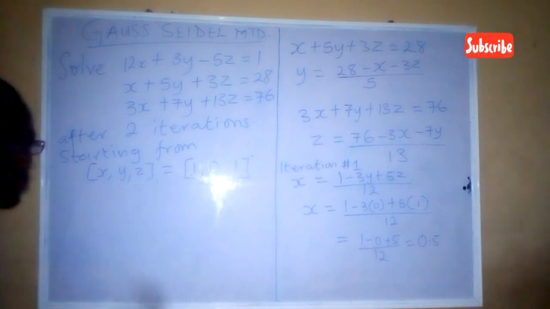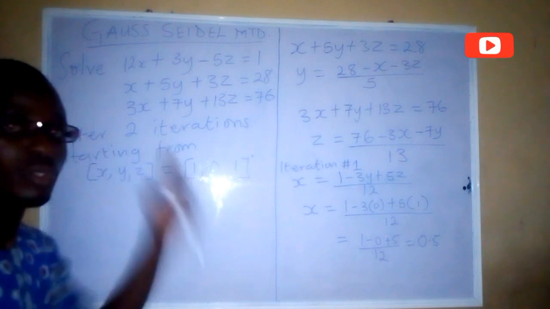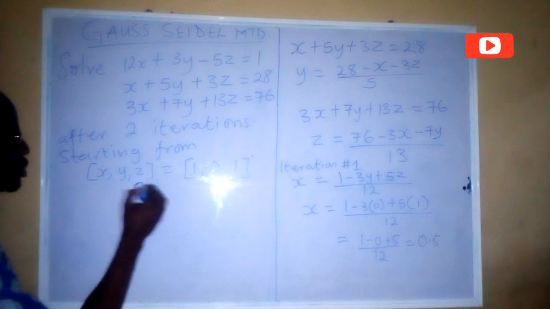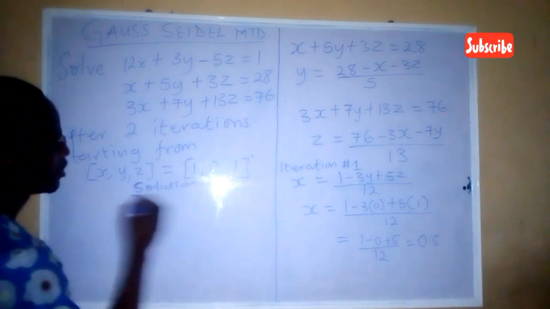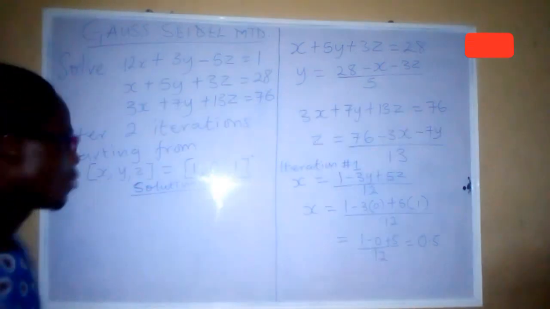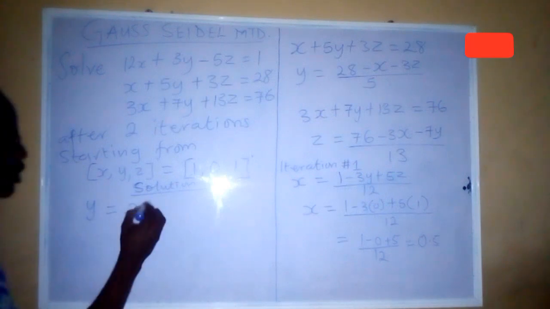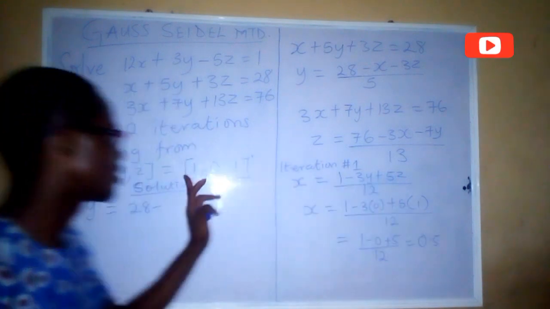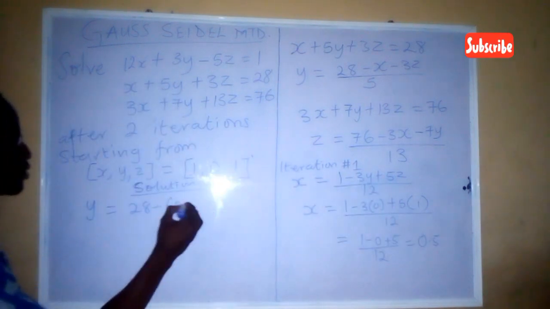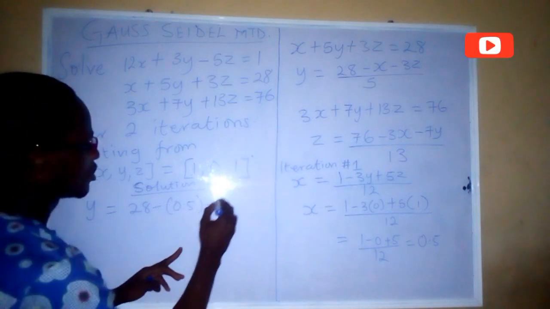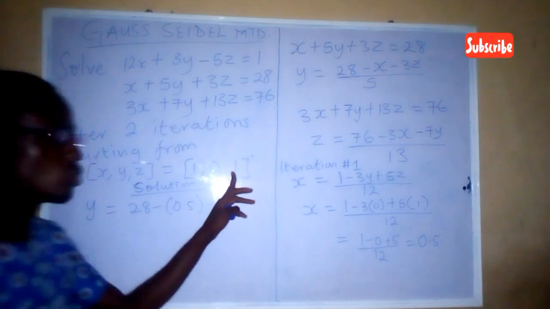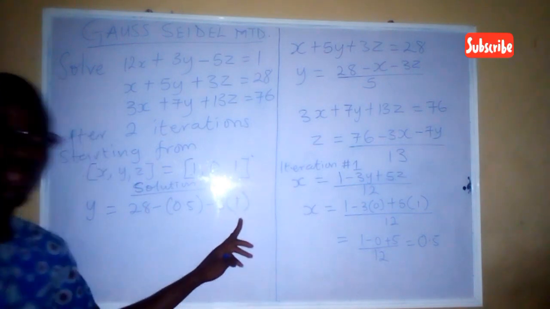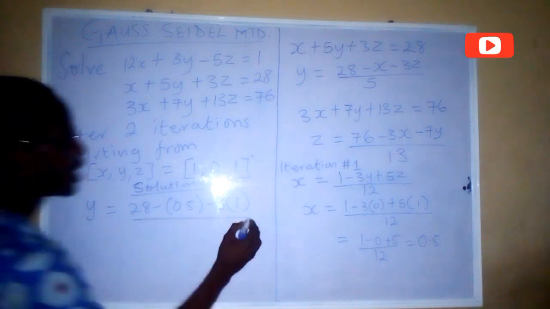I will have to manage it like this just to be able to get access to the question, so you need to permit me to do that. So now the solution still continues. Don't forget I will have my y to be 28 minus, then I'm going to have 0.5 and not 1. So I have 0.5 minus 3 into bracket z. Z is 1. So we have 1, all over 5.